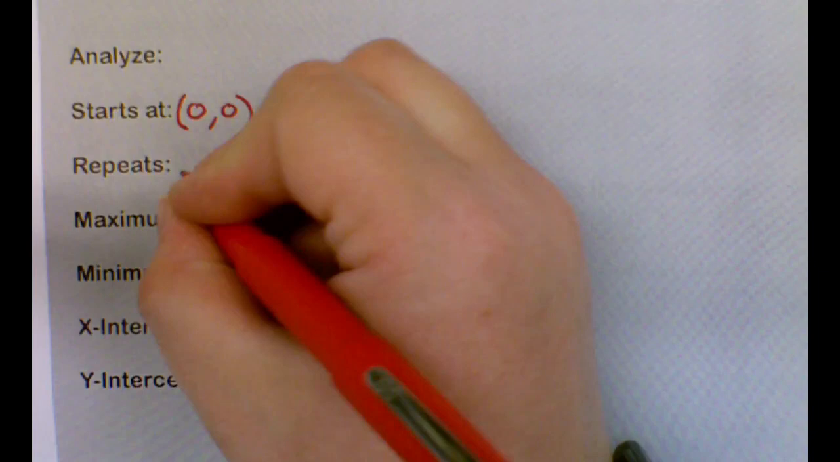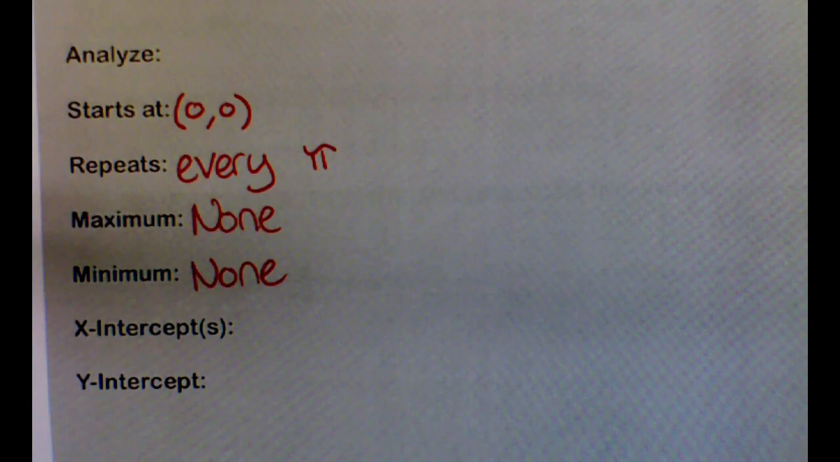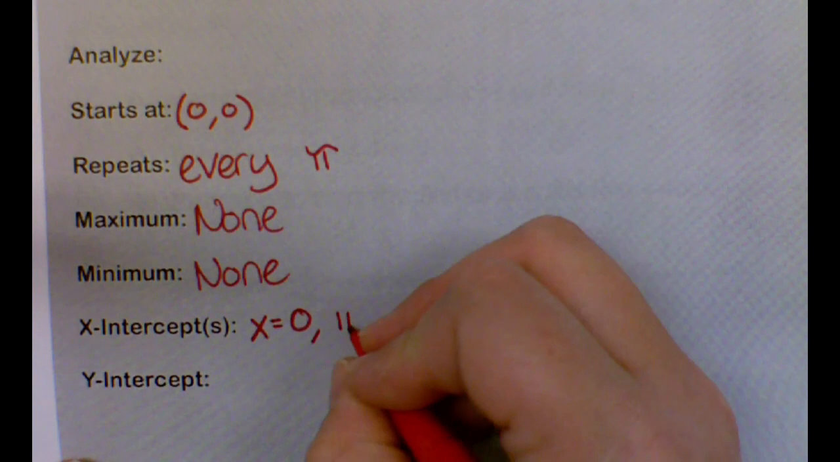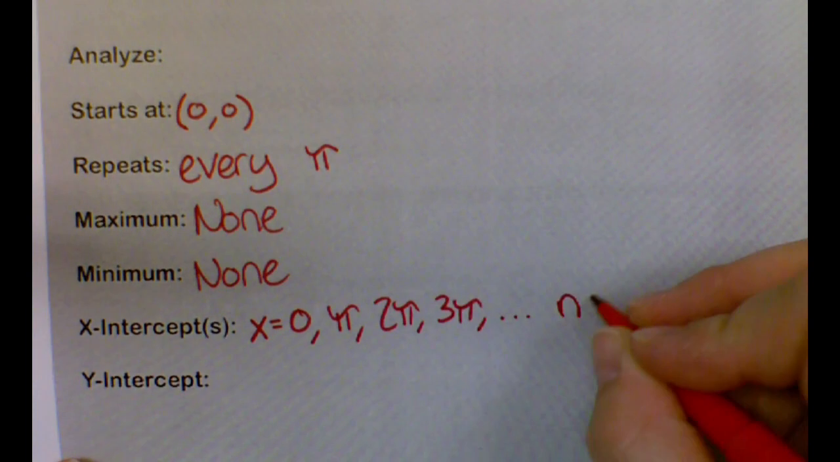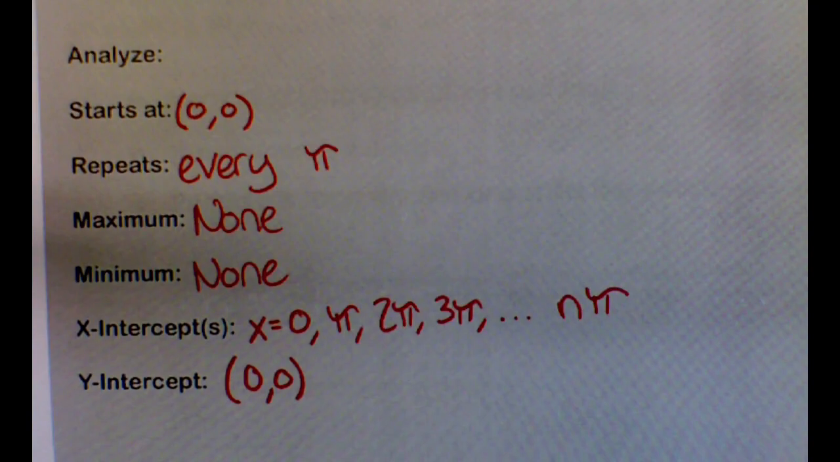So, important pieces of tangent. We started tangent at 0, 0. We started our graph there. It repeats every pi now. There is no maximum or minimum because it goes up and down forever. X-intercepts, it crosses the x-axis at x equals 0, x equals pi, 2 pi, 3 pi, 4 pi, on and on and on, every n pi. The y-intercept is 0, 0. Notice that it has the same x-intercepts as sine.